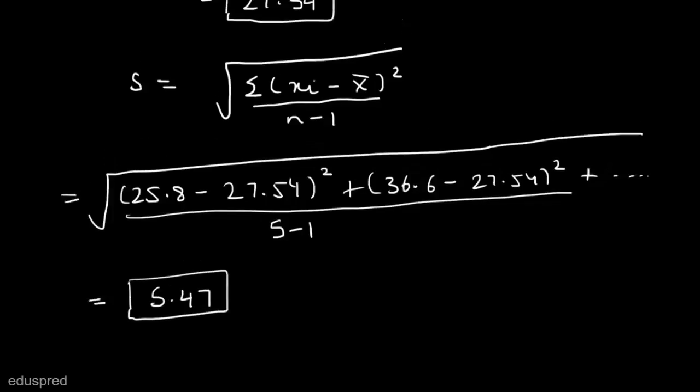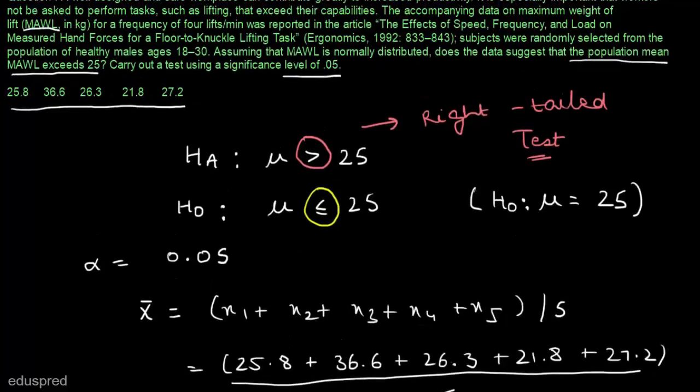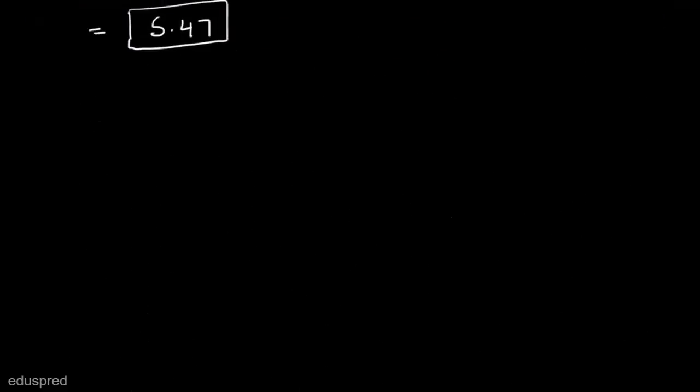Now let's move to step number 3. Note that in the alternate hypothesis, we have a greater than sign. So that means this is a case of right-tailed test. And we are also given in the question that the population is normally distributed. Because the population is normally distributed and the sample size is small, less than 30, we will use t-test in this case. So let's say this is how the t-distribution looks like.